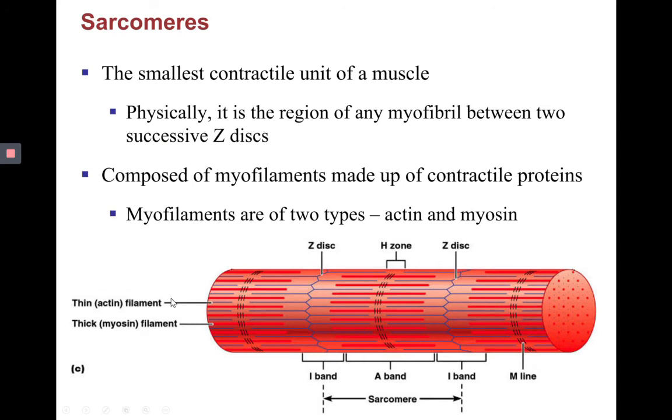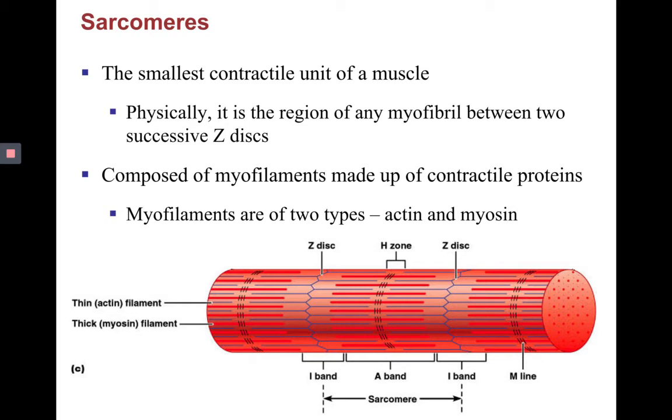So now let's look at just a part of a myofibril. So we're going to be looking at just a sarcomere, which is the smallest contractile unit of any muscle. You specifically have sarcomeres in skeletal and cardiac muscle, but not in smooth. That's why we don't see striations in smooth muscle. And keep in mind that sarcomeres are just units of a myofibril.